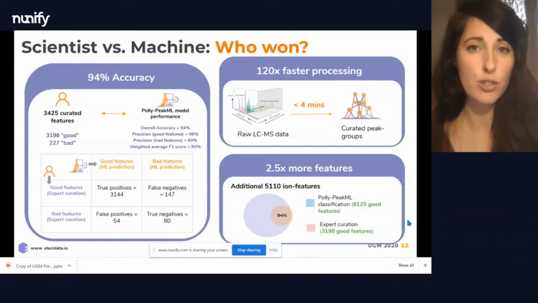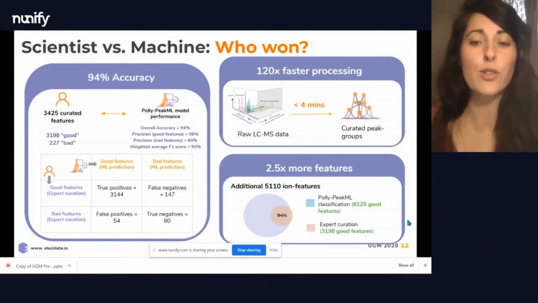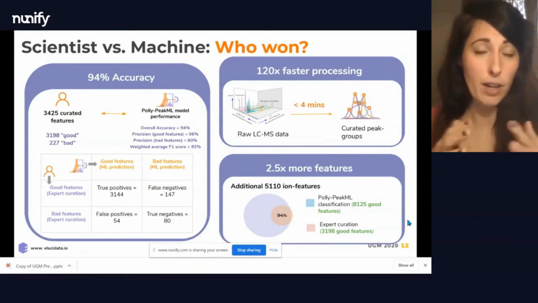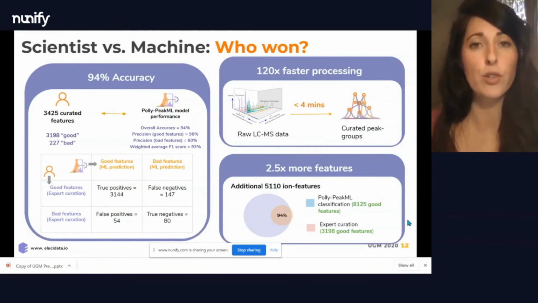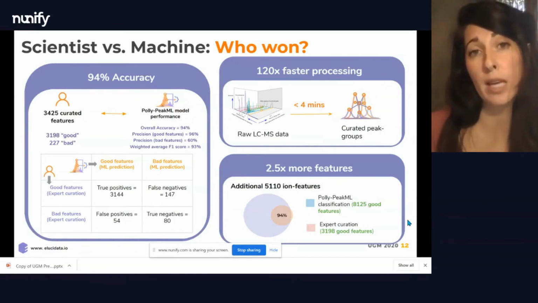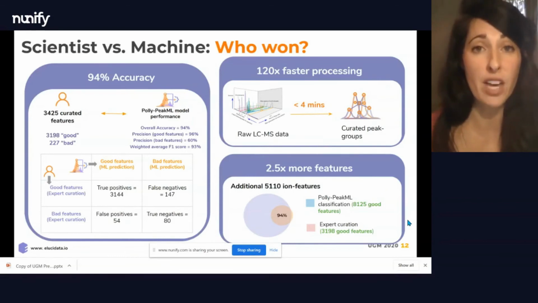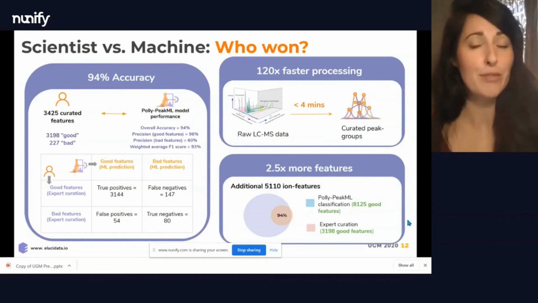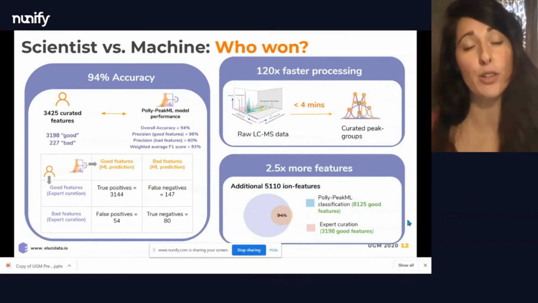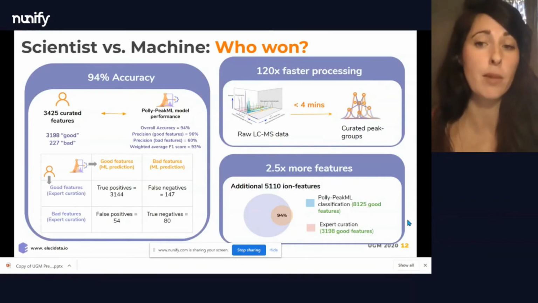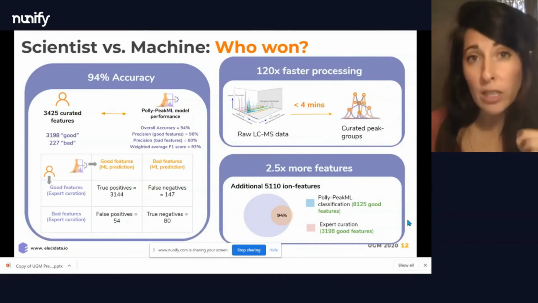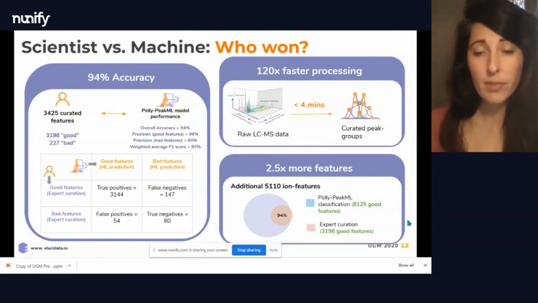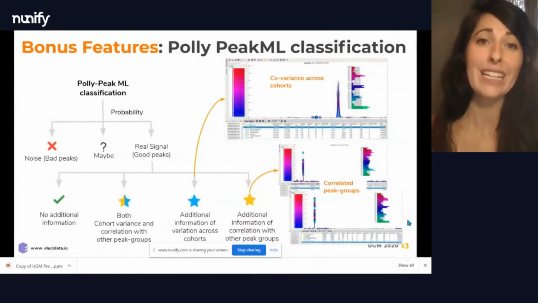Obviously those limitations don't apply to the computer, so it can use less conservative thresholds, and in doing so, it was able to identify an additional 5,000 features. So this is another 5,000 ions, which are potentially 5,000 other metabolites or molecules of interest that could have significance in my experiment, much more low-level signals. So we were excited about that. And it doesn't stop there.